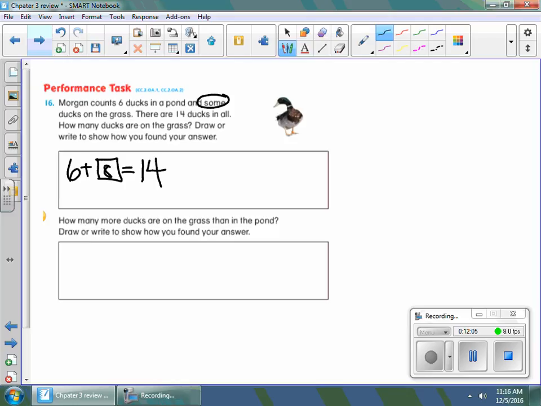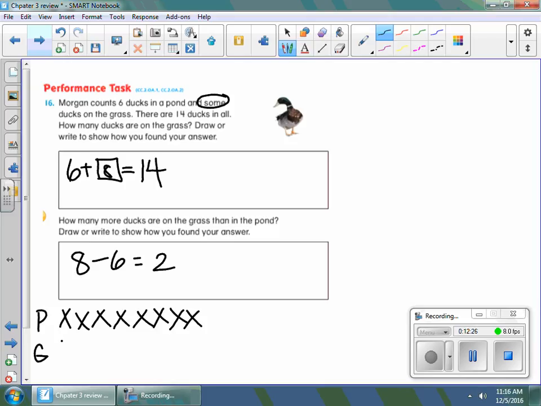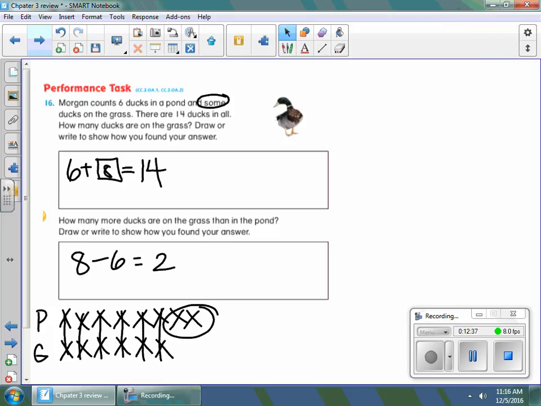How many more ducks are on the grass than in the pond? There are 6 on the pond. There are 8, now we know, on the grass. 8 minus 6 equals 2. Or you could show pond, grass. 8 on the pond. 6 on the grass. Match, match, match, match, match, match. 2 more in the pond than on the grass.